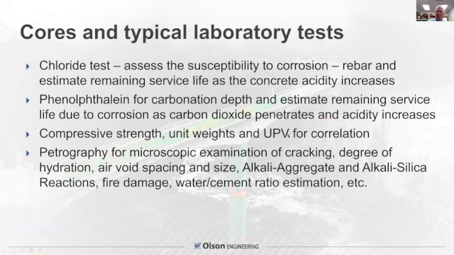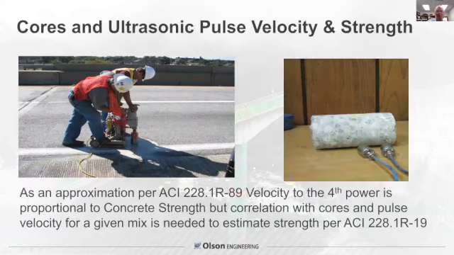You do compressive strength testing, unit weights, pulse velocity. You can do petrography if there are concerns to check for cracking causes, degree of hydration, air void spacing, water cement ratios, size of air voids, alkali aggregate and alkali silica reactions, which are expansive reactions that can damage the concrete and expand with cracking, much like freeze thaw damage cracking, fire damage, etc. Can all be done. So here is just taking cores for pulse velocity and strength. These are the transducers. Faster concrete, if you calibrate for ACI 228.1, you can predict concrete strength, and we've done this, but you do need to get a calibration destructively. Otherwise, faster is stronger, but you don't know exactly the strength.